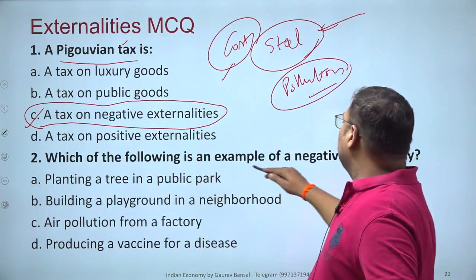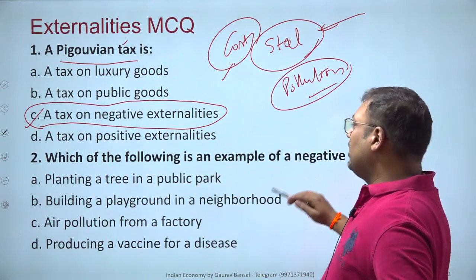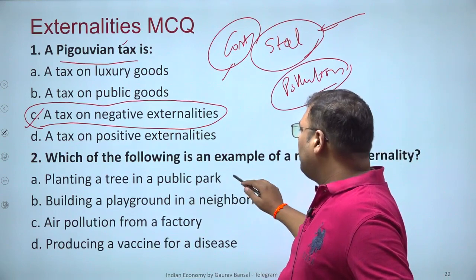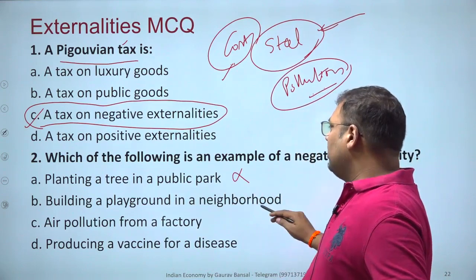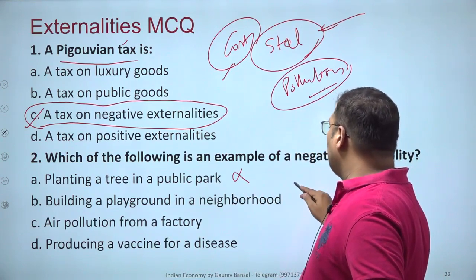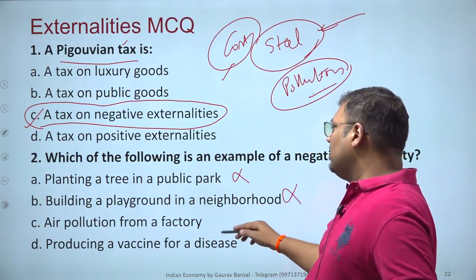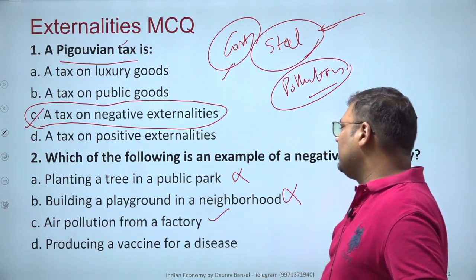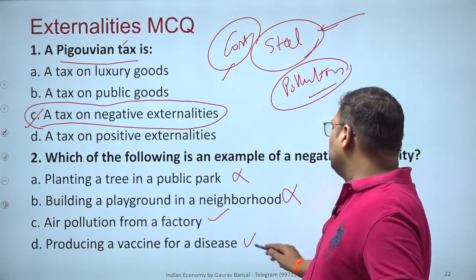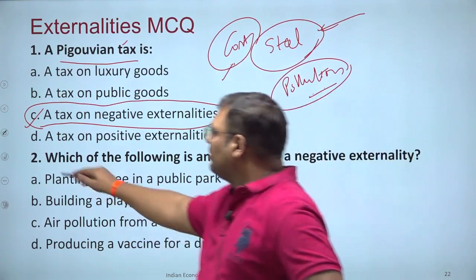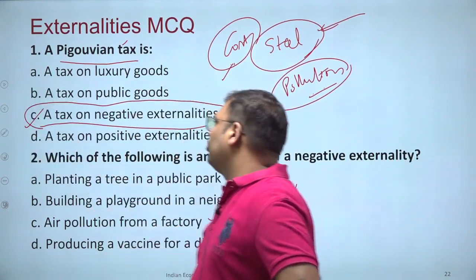Next question is, which of the following is an example of negative externality? Planting a tree in a public park? No, this is positive impact. Building a playground in a neighborhood? No, this is going to create positive impact. Air pollution from a factory, I think this is very easy. Producing a vaccine for a disease is also positive externality. So I think this was the easiest question so far.